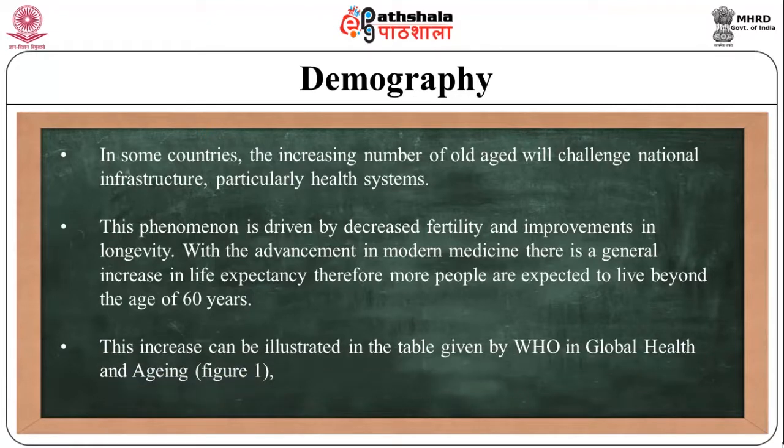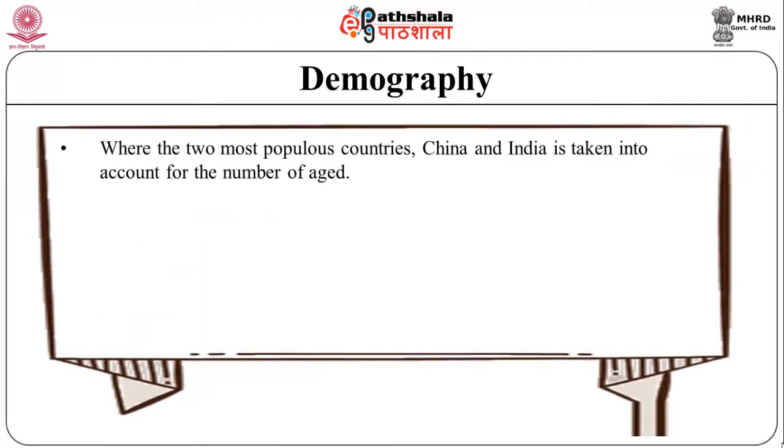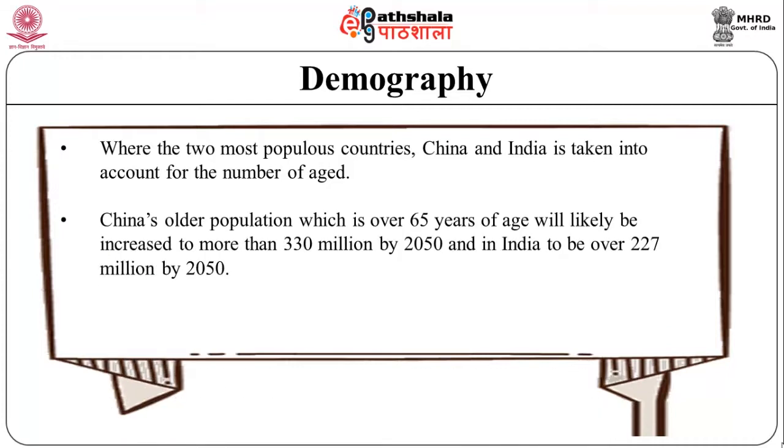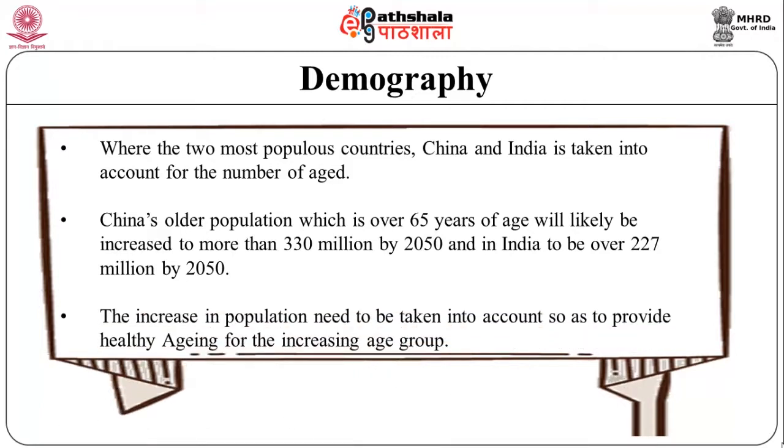This increase can be illustrated in the table given by WHO in the Global Health and Aging report, where the two most populous countries, China and India, are taken into account for the number of the aged. China's older population, over 65 years of age, is likely to increase to more than 330 million by 2050, and in India to over 227 million by 2050. The increase in the population needs to be taken into account so as to provide healthy aging for the increasing age groups.